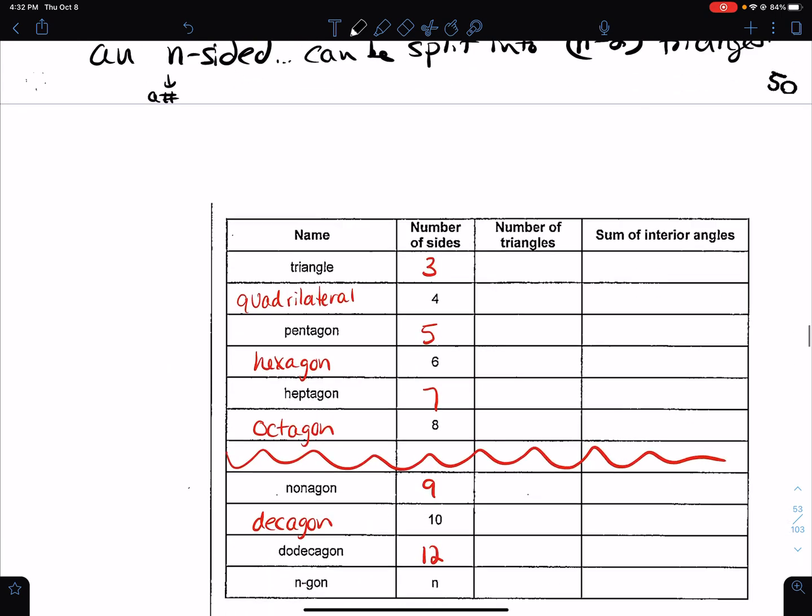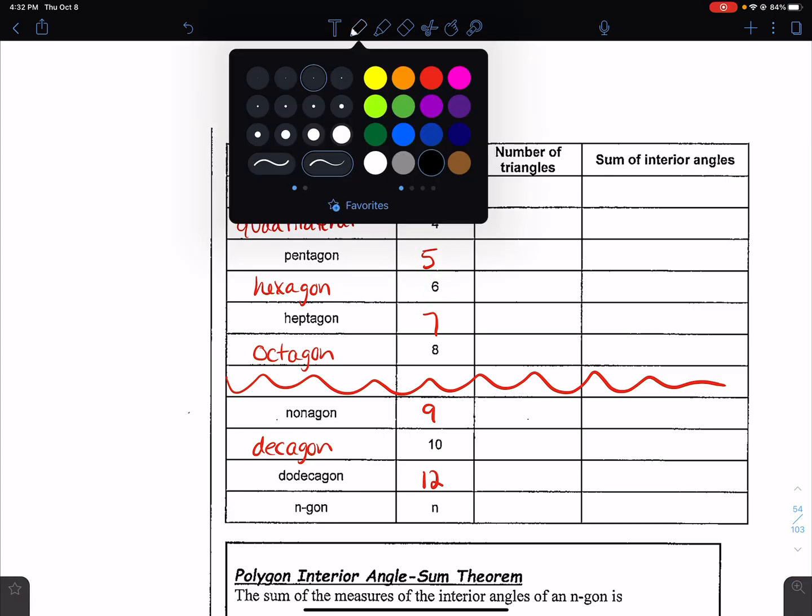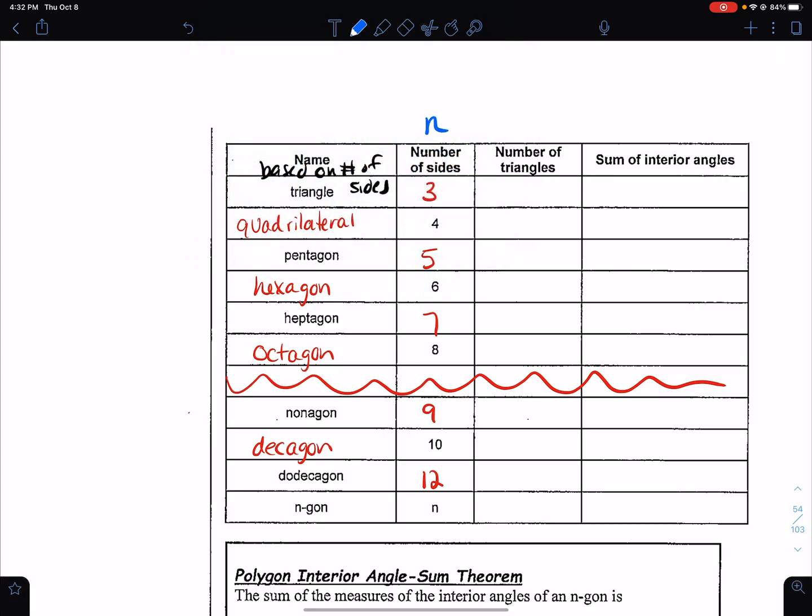So on this next page, we have some names of polygons based on their sides. I know I already have mine filled out. You can just take a moment to pause the video and copy them. But we know that something with 3 sides is called a triangle. Something with 4 sides is called a quadrilateral. A 5-sided shape is a pentagon. If there's 6 sides, it's a hexagon, and so on and so forth. So the number of sides we always call n. And as we're saying now, the number of triangles should be n minus 2.